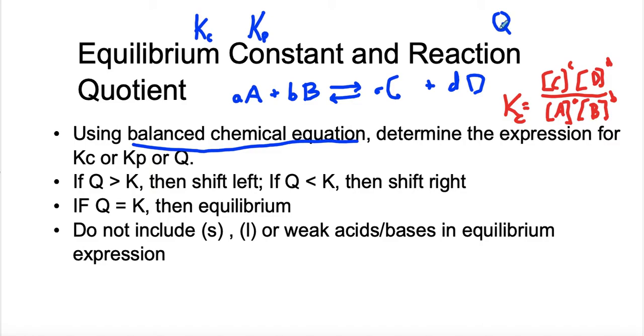If they're not at equilibrium, then you have to express it as a Q value, your reaction quotient. If the Q value is bigger than K, then that means that things are going to shift back to the left. If your Q value is less than your K value, then it's going to shift back to the right, and if it's equal, then you're at equilibrium. And remember that solids, liquids, weak acids, and weak bases are not included in the equilibrium expression. So if any of these A's, B's, C's, or D's were solids, you would not include that in your Kc value.